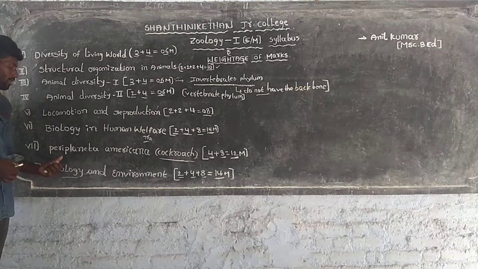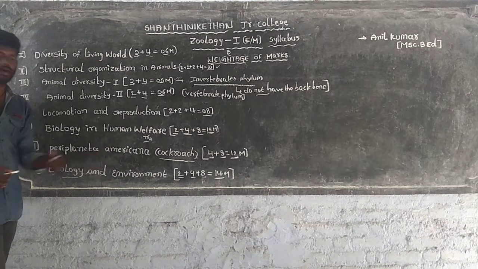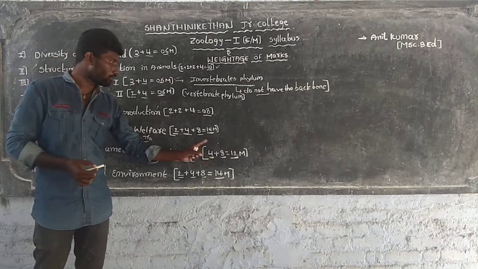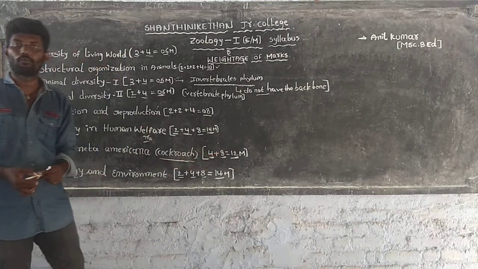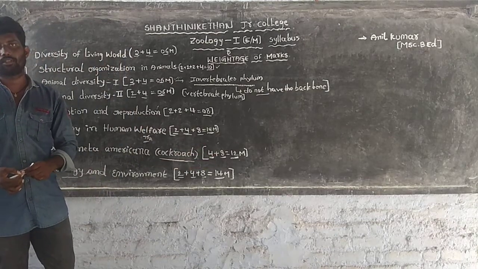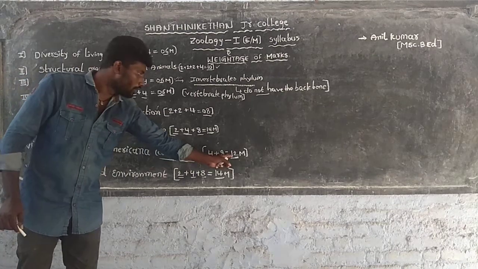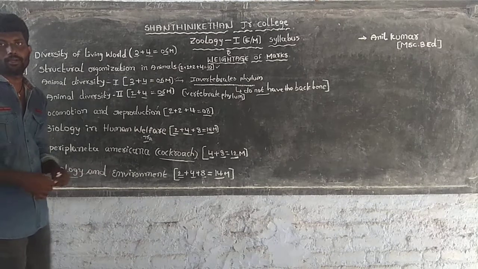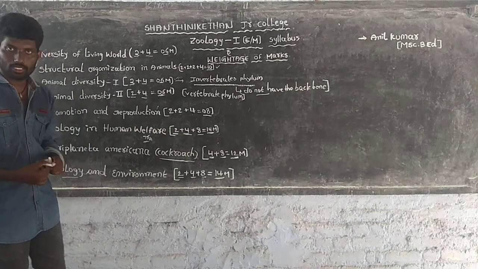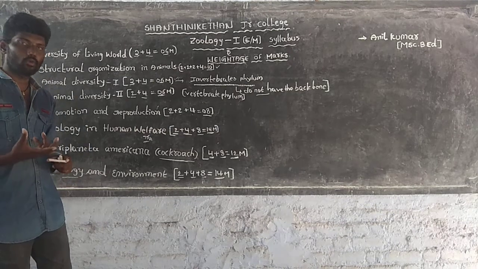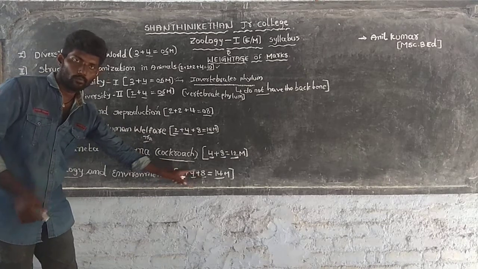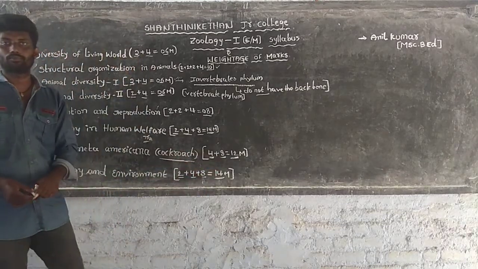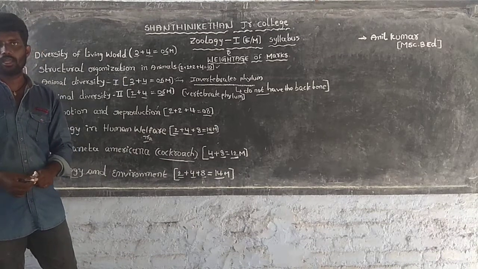And the seventh lesson name is Periplaneta Americana. In this chapter, the total questions asked are 2 questions: 1 4 marks question and 1 8 marks question. The total weightage of the unit in this lesson is 12 marks. And the last lesson name is Ecology and Environment. It is the last lesson in the zoology first year syllabus. In this lesson, the total questions asked are 3 questions: 1 2 marks question, 1 4 marks question and 1 8 marks question. The total weightage of the marks is 14 marks.